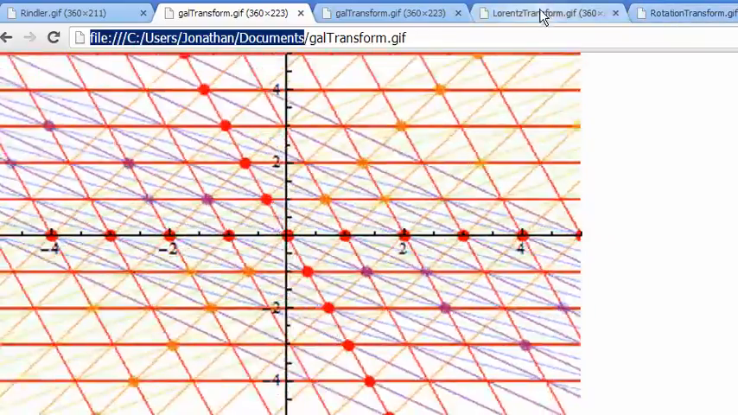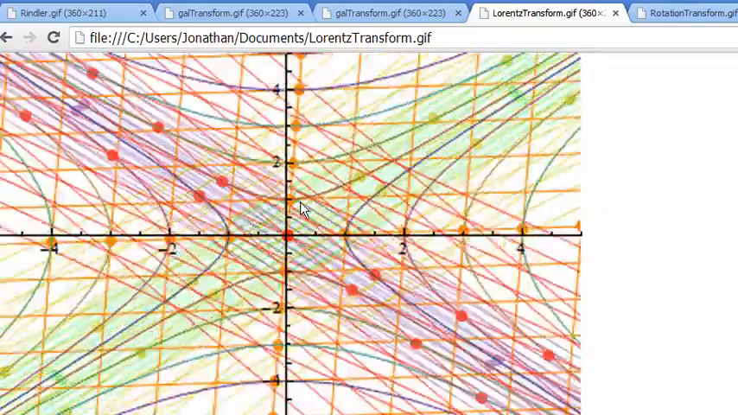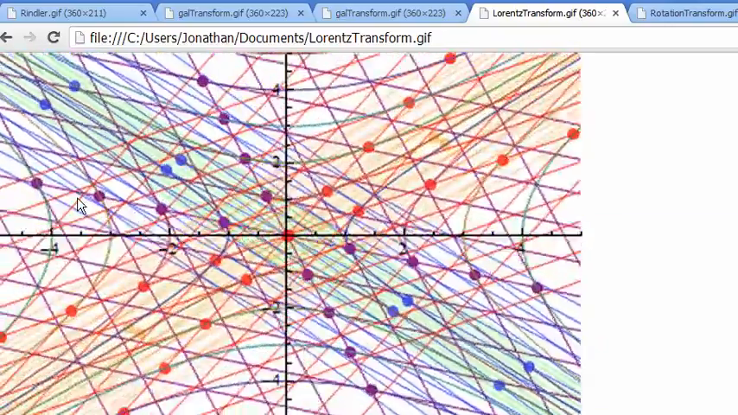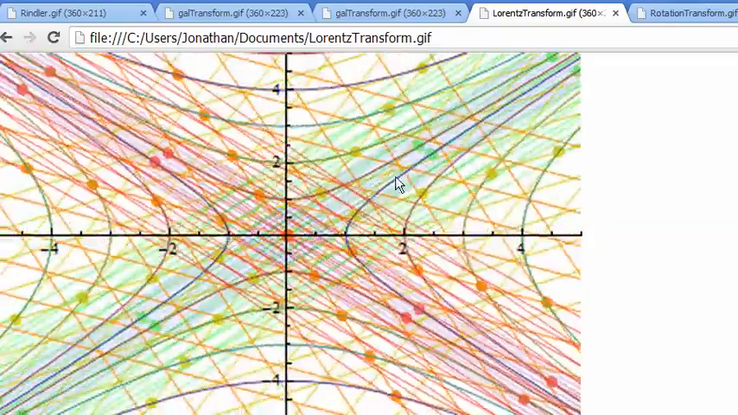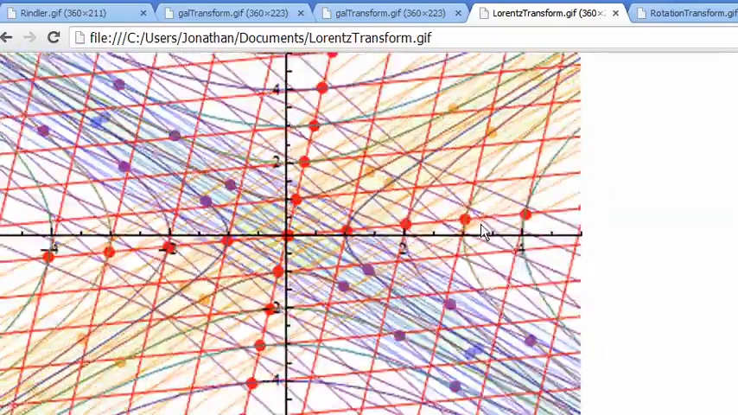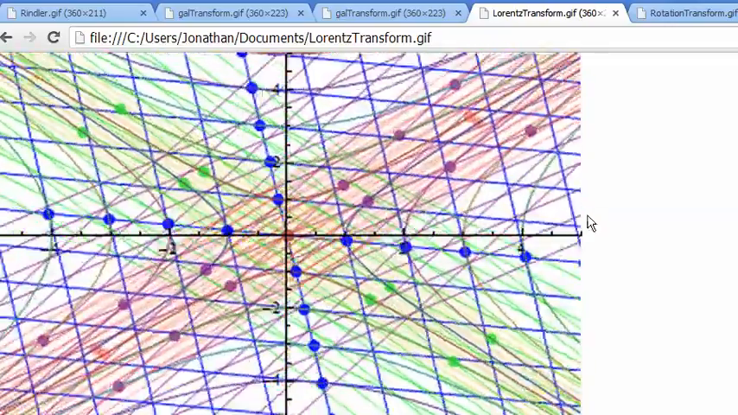The Lorentz Transform is a bit different. So we might consider all of the events on this line to be at the same time, but if we accelerate to a different velocity, then we would see different events being at that time.